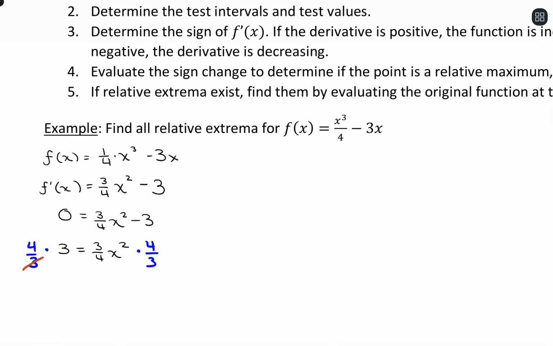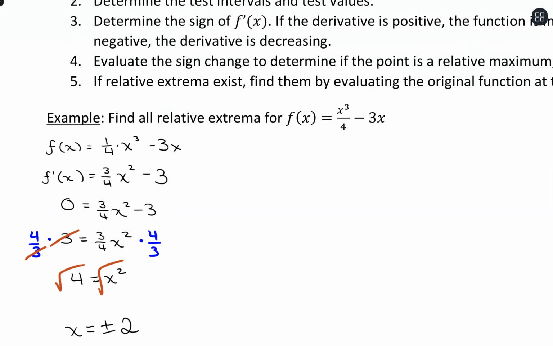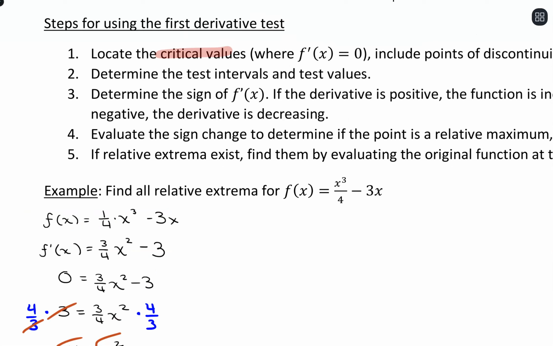So those 3's actually nicely cancel. So we're getting x squared equals 4. And then I'm just going to take the square root of both sides. And when we do that, it's so important, we have our plus or minus. And square root of 4 is 2. So we end up with 2 critical values here, +2 and -2. So that was our first step.